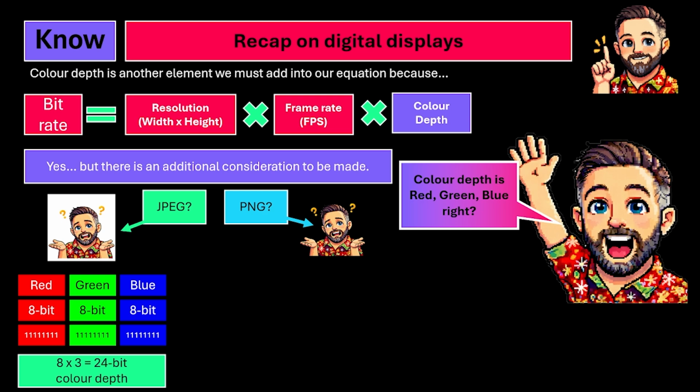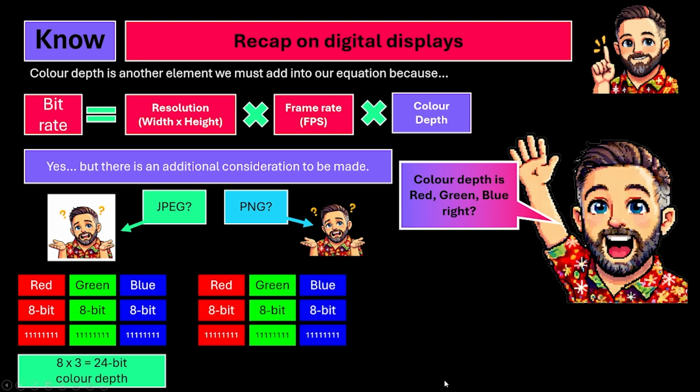But PNG is slightly different. So they do have red, green, blue, but they have an additional channel. And that channel is known as an alpha channel, but we're going to refer to it as transparency. So it has a layer to show how visible that individual pixel is. So that is also 8 bits.